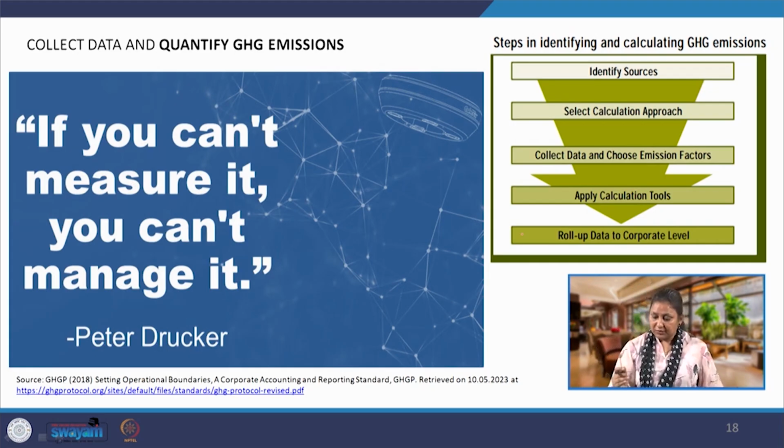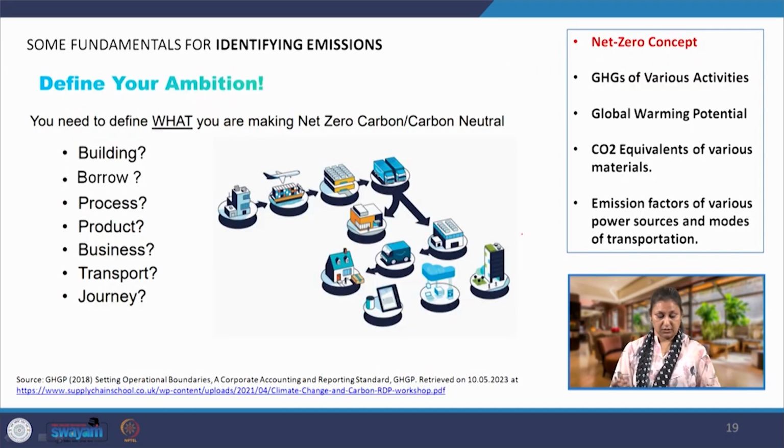So, what we have seen is the first step: identify the sources, that is part of the inventory identification. We go ahead and select the calculation approach. How do we calculate? Then we collect the data, choose emission factors, apply them, and put up that data. This is within the corporate that we put up to the higher authorities. Now, how do we identify these emissions?